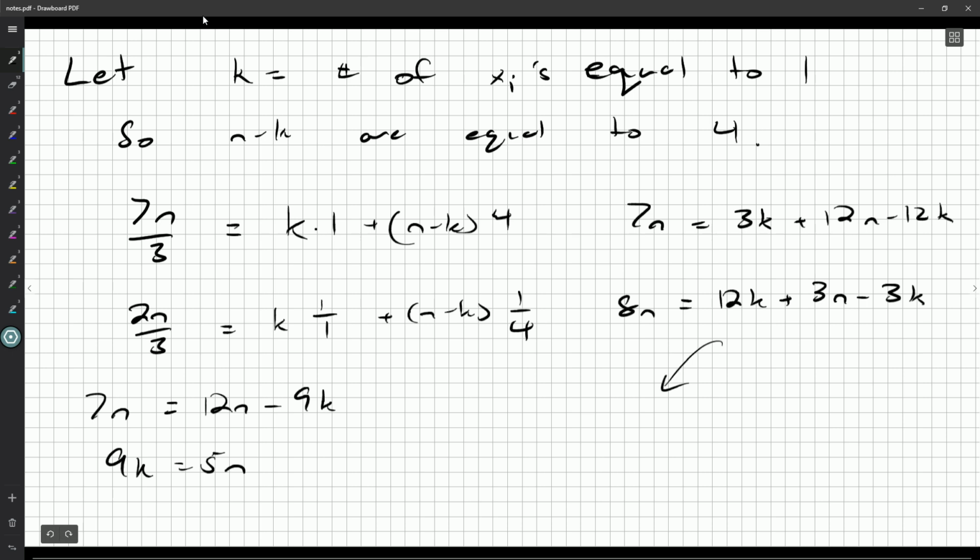And what does this one turn out to be? We put 5 n's on that side, it is 9k. Okay, that's fine. n and k are integers. So we see 9 has to divide 5n, 5 has to divide 9k. So 9 has to divide n because the GCD of 9 and 5 is 1. And similarly, 5 has to divide k.